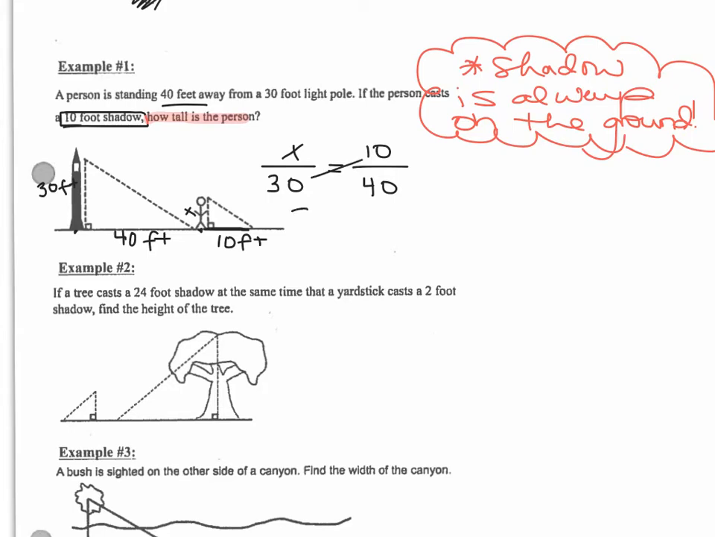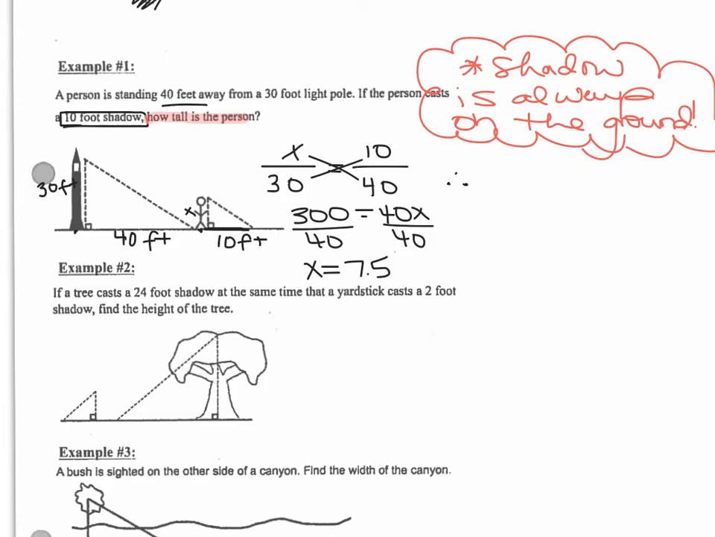30 times 10 is 300. 40 times X is 40X. I'm now going to divide by 40 to get X. Divide by 40, divide by 40. So X equals 7.5. So that's telling me that this person is 7.5 feet tall, which is extremely illogical, but based on the answers in the problem that it gave me, this is my answer.